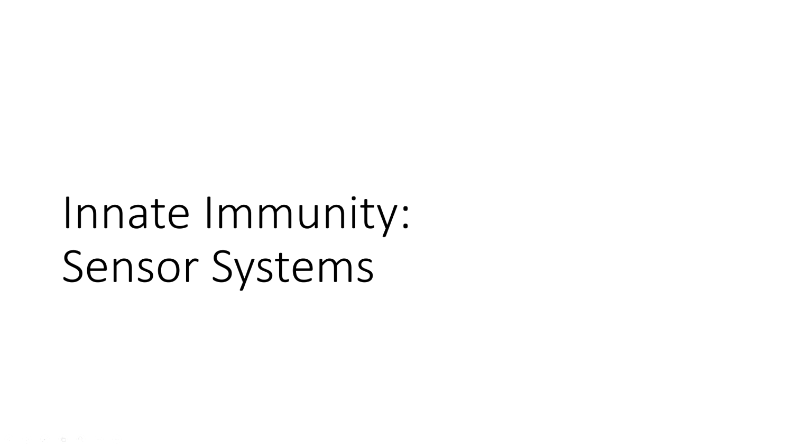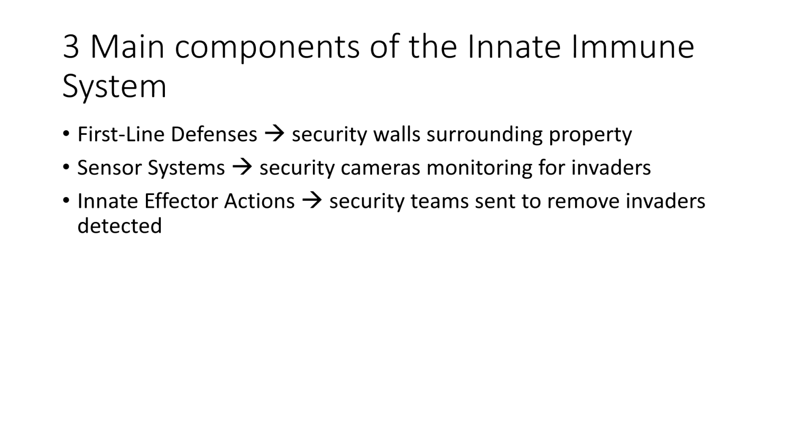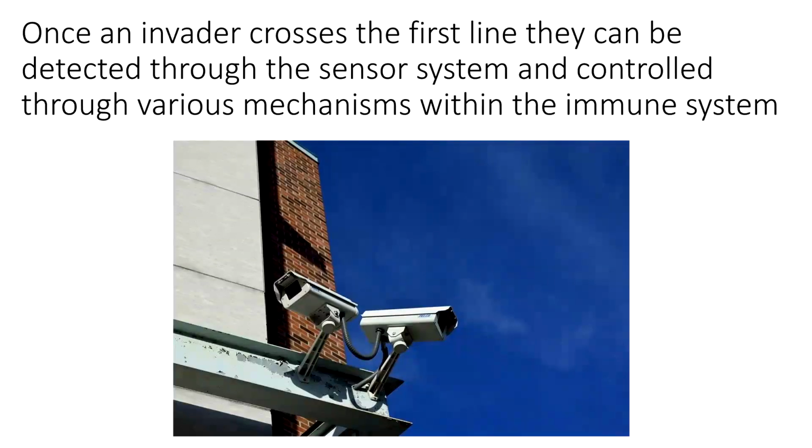In addition to the first-line defenses, the innate immune system also includes some sensor systems. So in this metaphor, these are basically the security cameras monitoring for invaders, and so they make up the second major component of the innate immune system. Once a pathogen has crossed the first line, so they've gotten through the physical and chemical barriers, and they're now inside the body, the immune system depends on these sensor systems to detect this and raise the alarm so that they can be controlled through other mechanisms within the immune system.